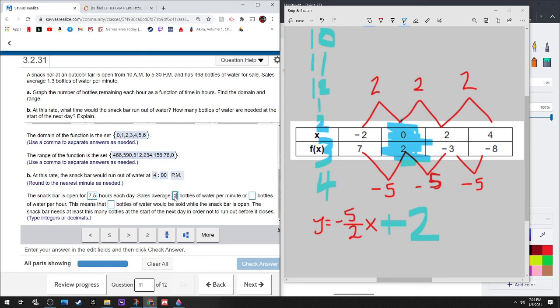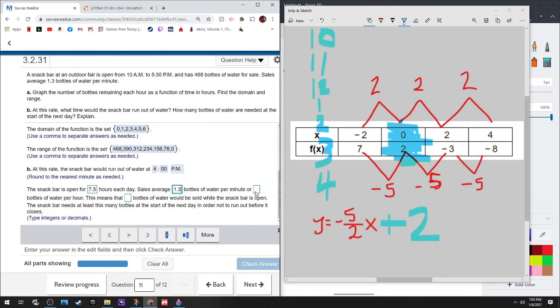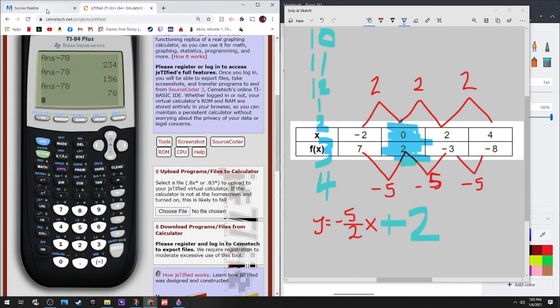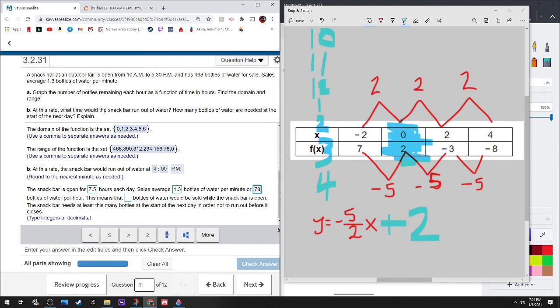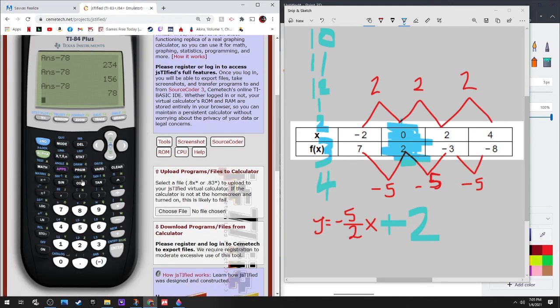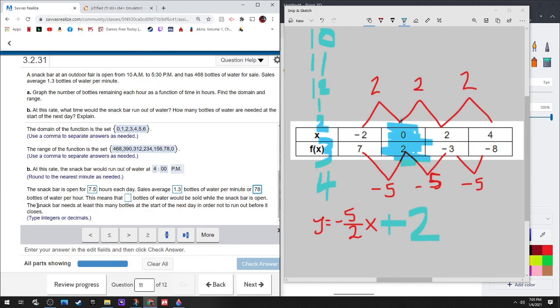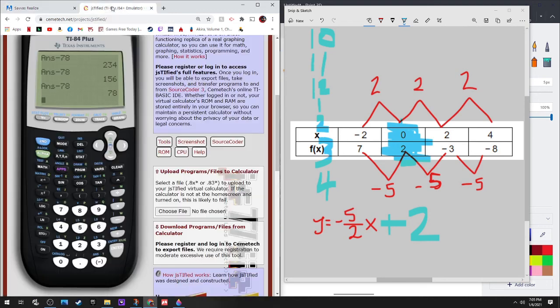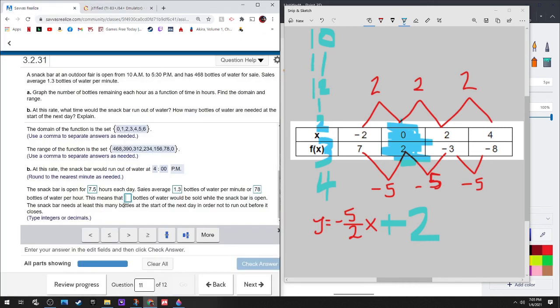Sales average 1.3 bottles per minute, or, we already figured this out, 78 bottles per hour, right? Is that what we figured out? Yeah. This means that blank bottles of water would be sold while the snack bar is open. So all I have to do is 7.5 hours times the 78 bottles per hour, 585. If they had enough, that's how much they would sell.